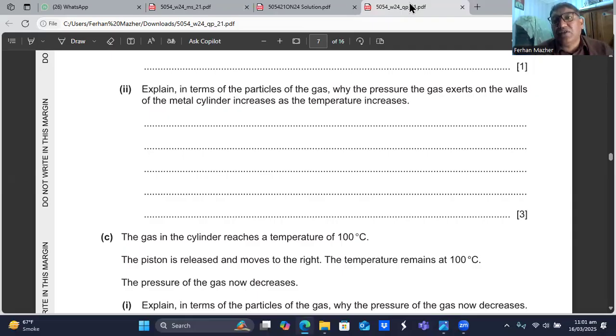Their collision frequency with the walls of the container increases, and because they are moving faster, they exert more force on the walls of the container, because they have higher kinetic energy. So they are hitting the walls harder. So two things are happening. Their collision frequency with the walls of the container has increased, and the force they are exerting on the walls has also increased. That's why the force per unit area exerted on the walls of the container has increased. So the pressure of the gas has increased.